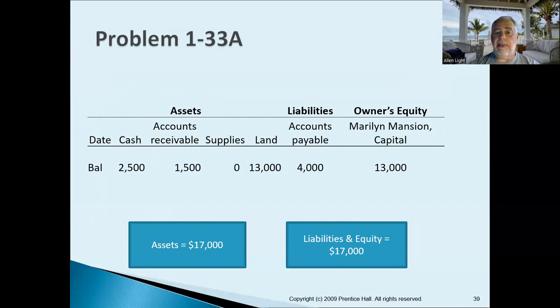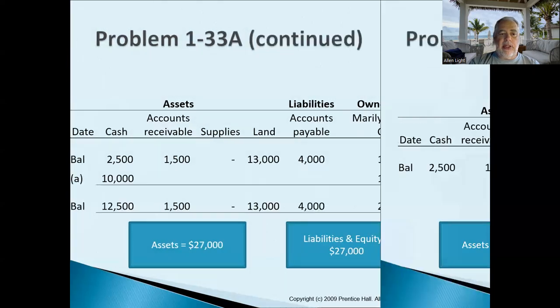And yes, I know the name Maryland Mansion really looks funny. I get it. So that is our accounting equation. That's what's on our books currently. So that demonstrates how the transaction works.